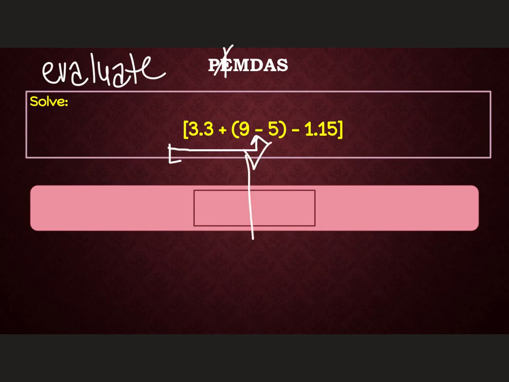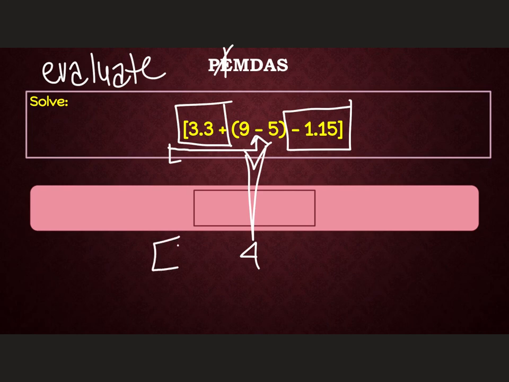I'm actually going to go way down here so I can have room to write the answer. Is 4. And I have to bring everything else down. So all this is going to come down, and all this is going to come down, because I've already evaluated, if you will, or solved what's in the parentheses. So I'm bringing down a bracket. I'm bringing down 3.3 plus, and then I'm bringing down the minus 1.15 and the other bracket.